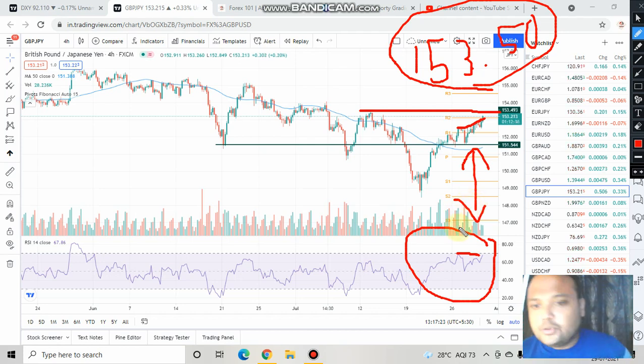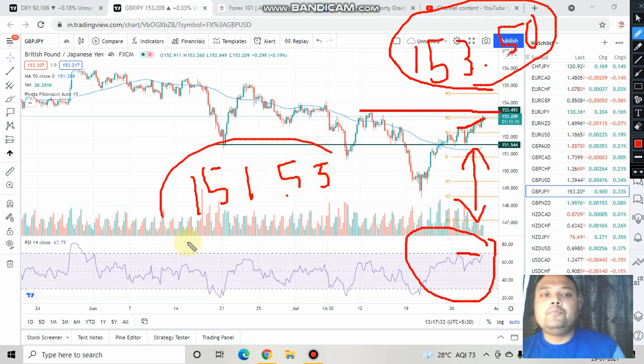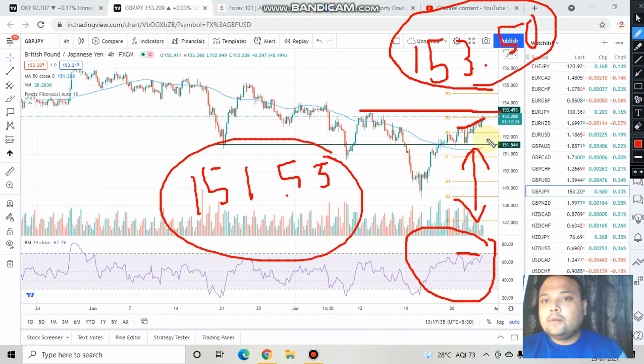So what you should do, you should wait for the market to come down to this particular level, 151.55 level. Or on the other hand, in case market comes down and it starts jumping again from in the middle, then also you can go for buy order. But right now this is not the ideal position to go for any order here until and unless market crosses this level, 153.5 level, with good amount of volume.